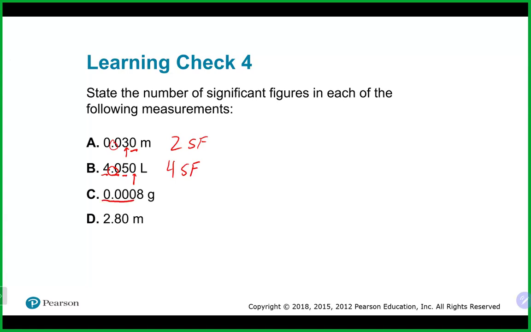Again, all these are not significant. They're all still considered leading zeros because we have not hit our first non-zero. And again, that's where we would start counting. And this would be 1 significant figure. And lastly, D would have 3 significant figures. Once again, our 0 at the end is going to be significant because there is a decimal point written in the number. Any questions on any of those there?